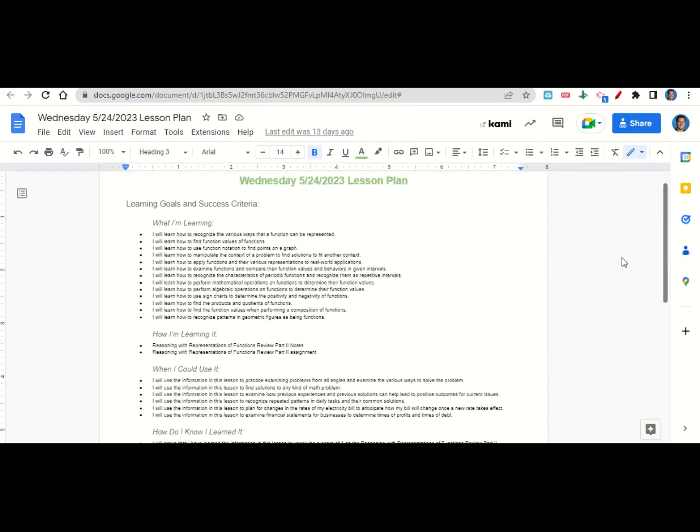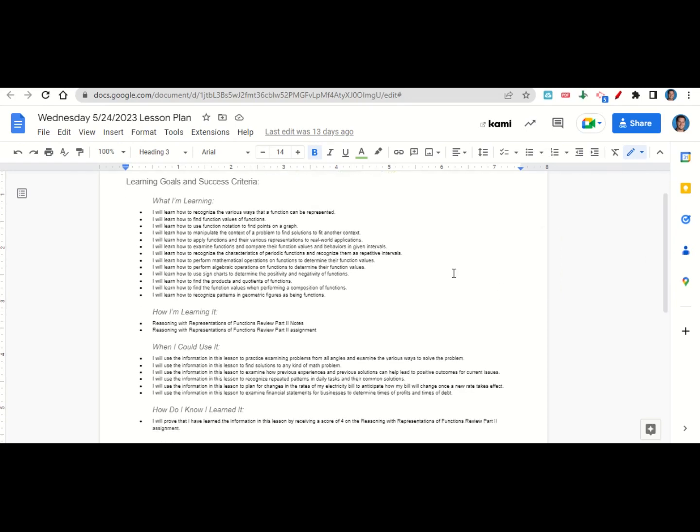To practice examining problems from all angles and examine the various ways to solve the problem, to find solutions to any kind of math problem, to examine how previous experiences and previous solutions can help lead to positive outcomes for current issues, to recognize repeated patterns in daily tasks and their common solutions, to plan for changes in the rates of your electricity bill and anticipate how your bill will change once a new rate takes effect, and to examine financial statements for businesses to determine times of profit and times of debt.